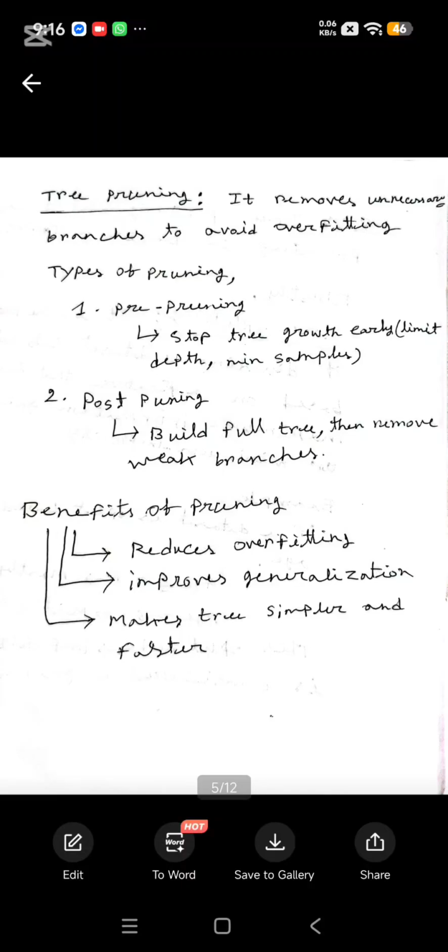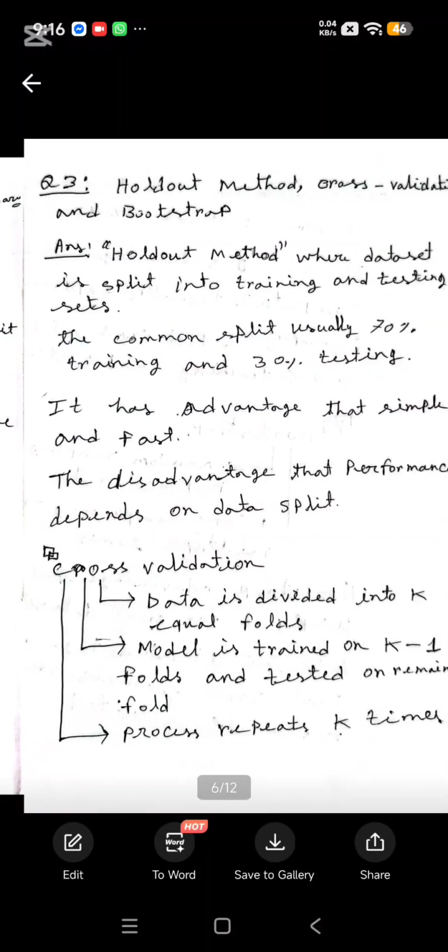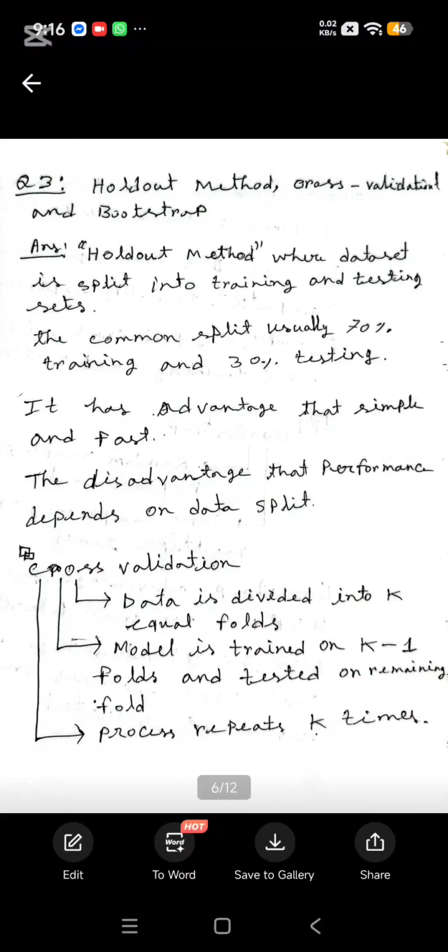To handle this, we use tree pruning. Pruning helps us simplify the tree by removing branches that do not contribute much to prediction accuracy. This improves performance on unseen data and makes the model easier to interpret. Holdout method, where we split the dataset into training and testing portions. However, this approach can be unreliable if the dataset is small.